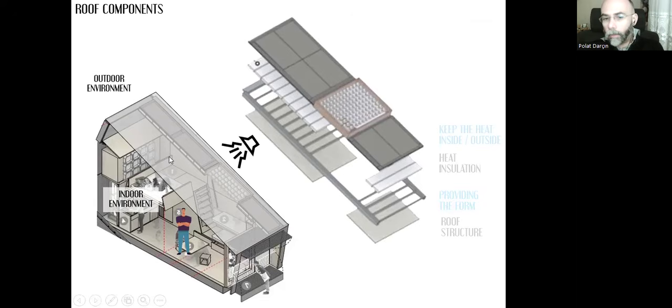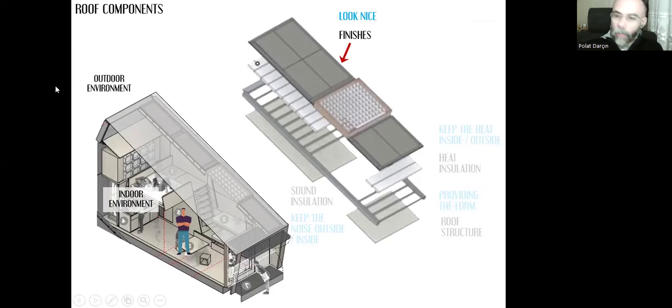If we want to provide a silent indoor area for the user, and if there is a source of noise in the outdoor environment, then the roof needs to keep the noise outside, or depending on the function of the building, maybe the inside. We need sound insulation. If we want the building envelope to look nice, then we need finishes. And we can cover the outdoor surface of the roof with these finishes.